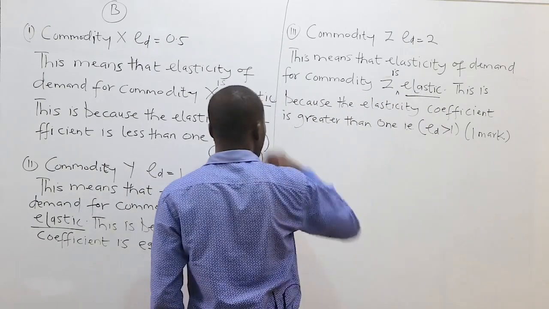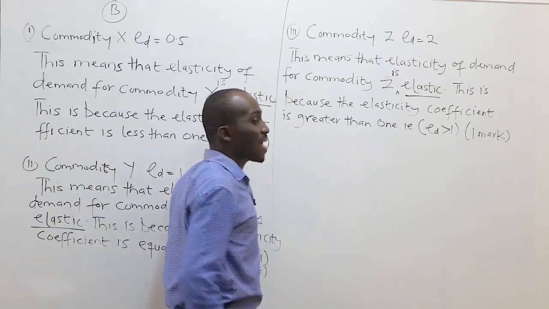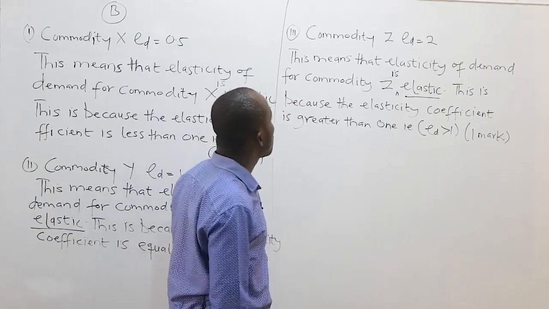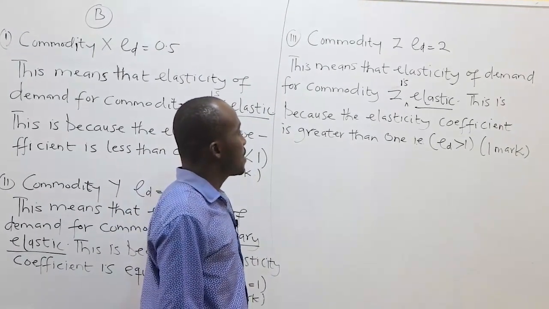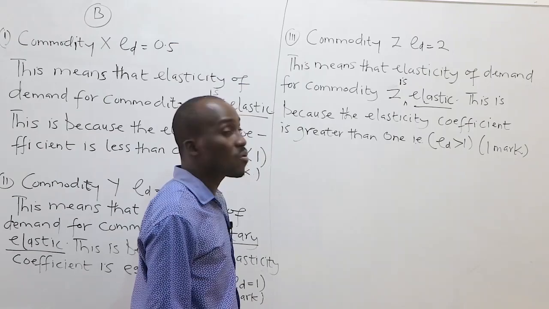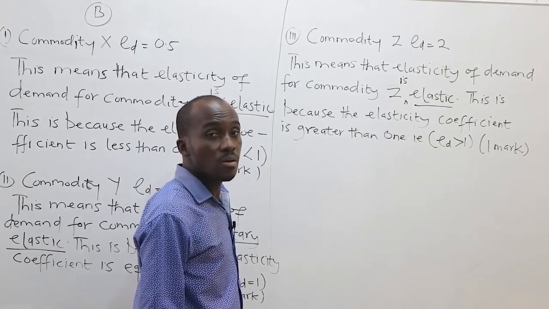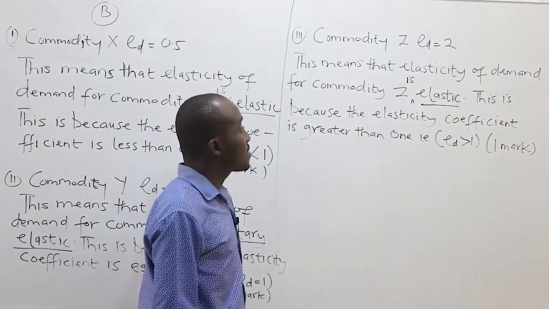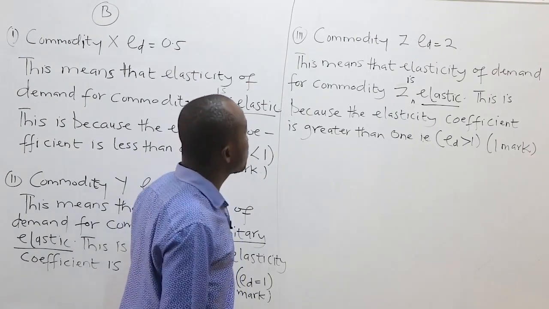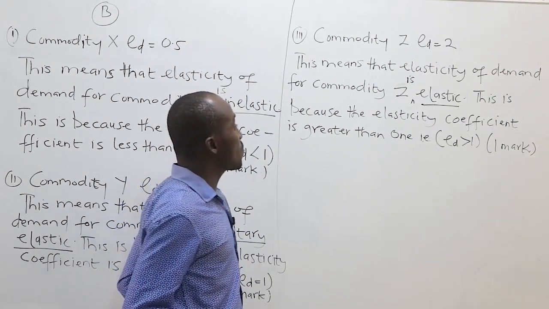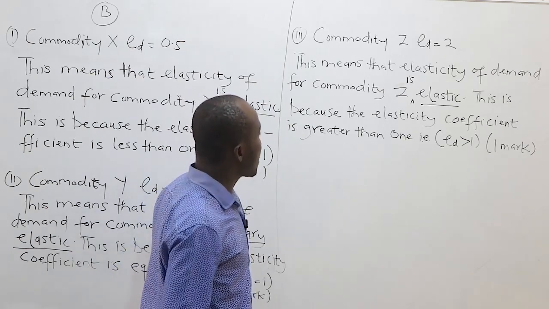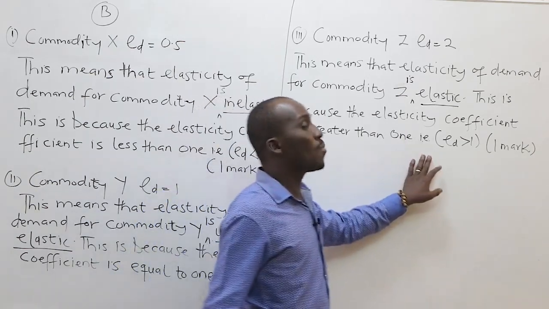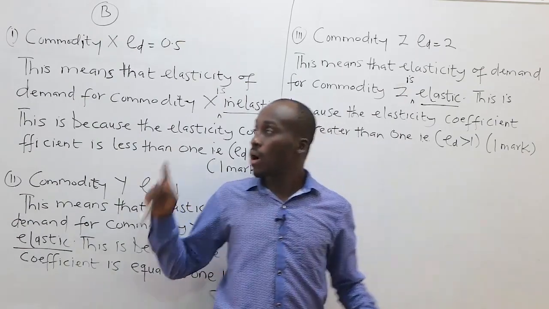Commodity Z has elasticity of demand equal to 2. This means that the elasticity of demand of commodity Z is elastic. This is because the elasticity coefficient is greater than 1. 1 mark. So for Z we got 2, and this means that the elasticity of demand for commodity Z is elastic, because the elasticity coefficient is greater than 1. 1 mark. So just 1 mark, 1 mark, 1 mark.